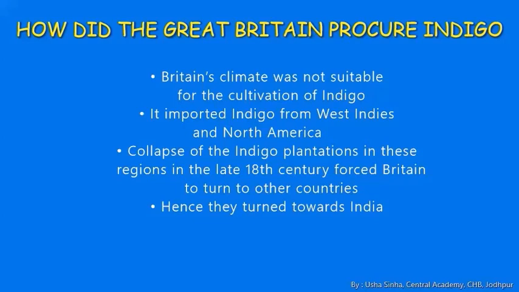Now, how did Britain procure indigo? Britain's climate was not suitable for the cultivation of indigo. Hence, it imported indigo from West Indies and from North America. However, the collapse of the indigo plantations in these regions in the late 18th century forced Britain to turn to other countries for supplies. Hence, the East India Company turned towards India.